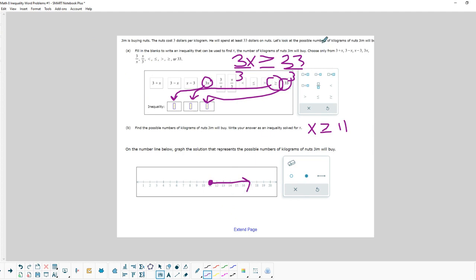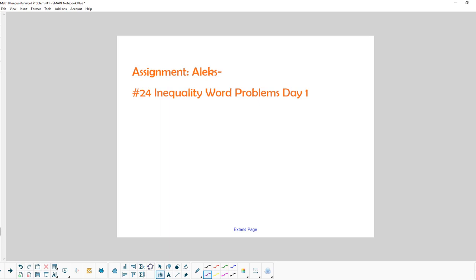They've made these menus so that you can find all the parts of your inequality, set it up, and solve it. Your assignment is number 24 on Alex, Word Problems, Day 1. Thank you very much.